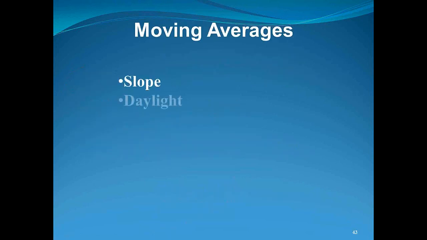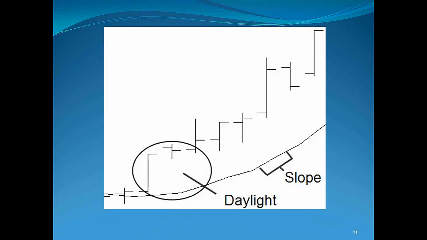Now, there's two important concepts when it comes to moving average, slope and daylight, okay? Daylight is simply the low of the price bar is greater than the moving average. If you held it up to a window with sunlight coming in, you'd have daylight, okay, in between the lows and the moving average. This is daylight here. And then the slope is just what direction is that moving average headed. Now, there's going to be lag, don't get me wrong, but the direction is important, and daylight's going to happen quickly, okay? Daylight means that you'll have daylight occur with no lag whatsoever because price will just pop up.